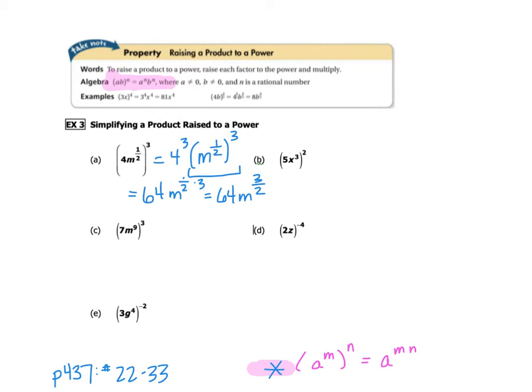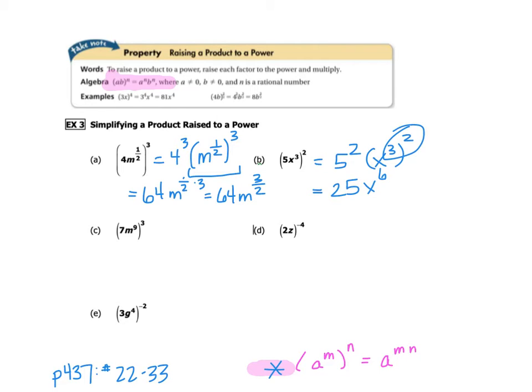If we go to example B, here's how that's going to look. This is going to be 5 squared, and now we have x cubed, and that's going to be squared. We know using our product or our power rule that we're going to multiply the 3 times the 2. So this 5 squared is 25 x to the 6th power.